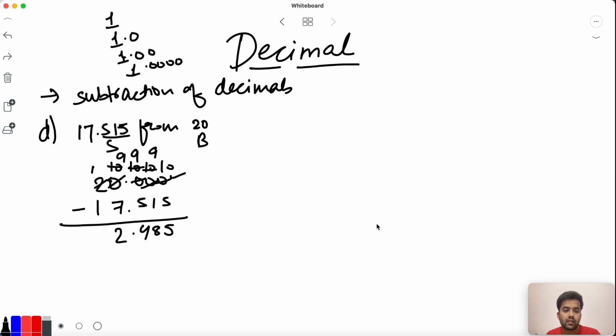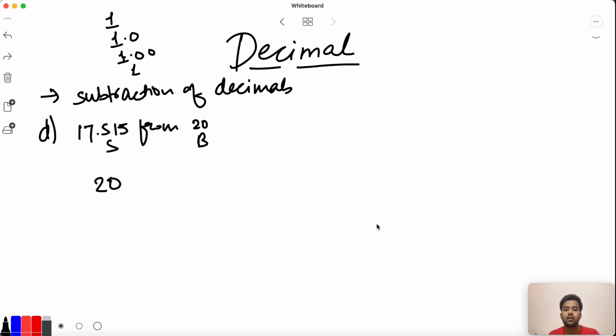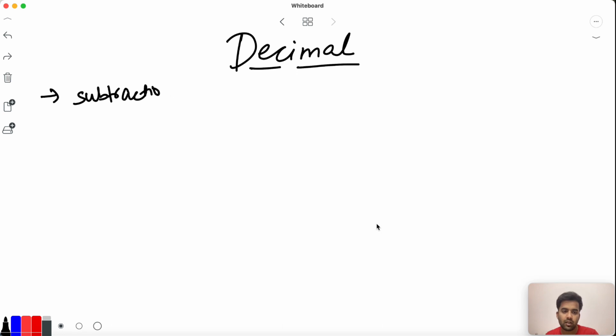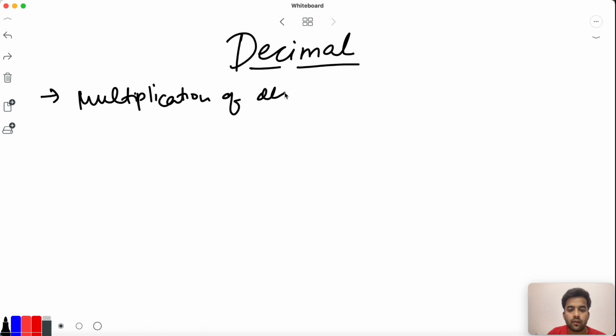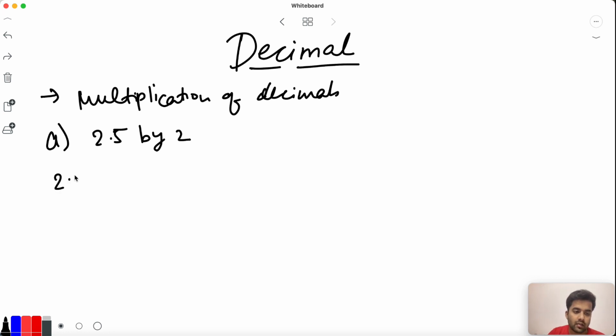Let's switch to the multiplication topic now. Sorry, my mistake. The multiplication topic will not be that hard, just some things we have to keep in mind. So let's start with the multiplication of decimals. First question, 2.5 by 2. Assume we have a question, so let's take it like this. Say 2.5, write it down. By 2 stands for what? You have to multiply with 2.